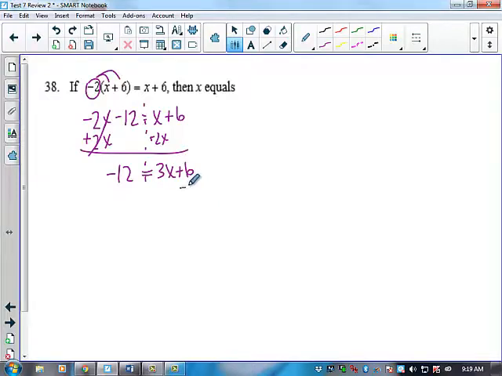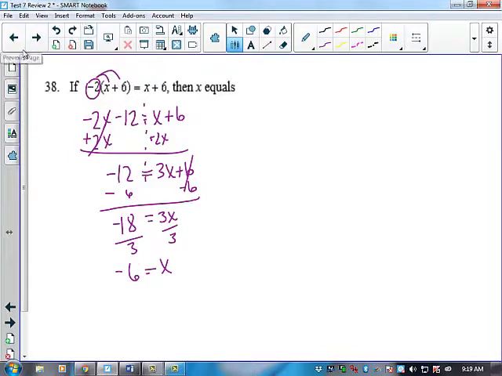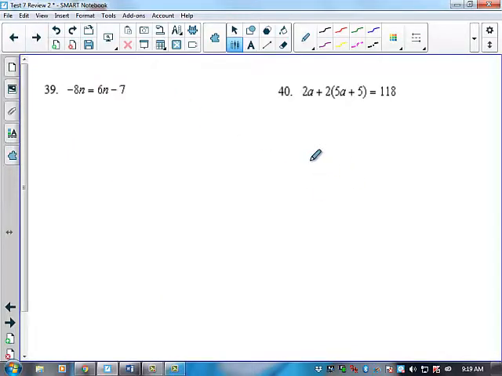To get x by itself, I'm going to subtract 6 from both sides because it was positive. Got to do it to both sides. 3x equals -18. Divide by 3 on both sides. X is equal to -6. You can always check that, plug it back in, simplify it, check your answer. All right, last two here. Same thing as the last one, only a little bit more simplified.